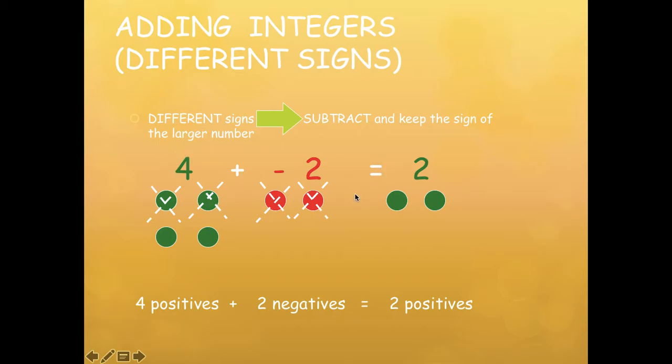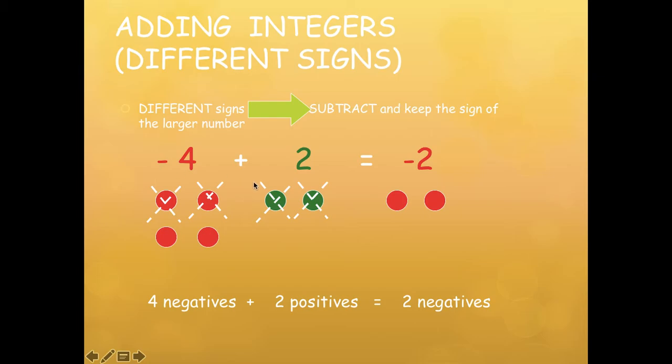The second way of finding the answer with different signs is to put the counters. So we have 4 positive counters and 2 negative counters. Same as before, we have to find the zero pairs. So let's find the zero pairs of green and red, then again green and red. So we are left with only 2 positive counters. So 4 positive and 2 negatives will give you 2 positives.